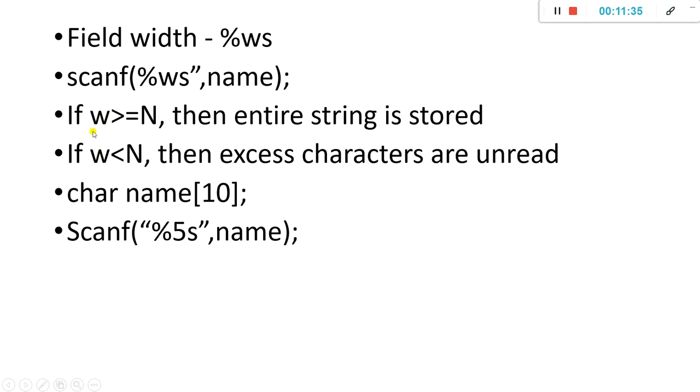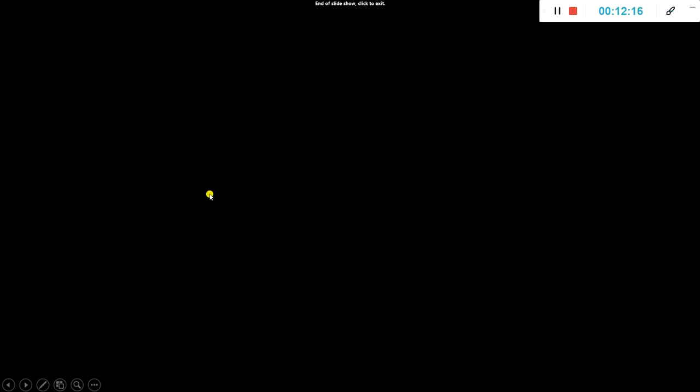Two things you have to keep in mind: if the field width is greater than or equal to n, what is n? n is the number of characters. If the width is greater than or equal to n, then the entire string will be stored in the array. But if the width is less than n, then excess characters are unread, or will be ignored. So it is always better to keep the width greater than or equal to the size of the array. Fine. So char name[10], scanf, you can see here %5s, name, it will read only 5 characters. Thank you all.